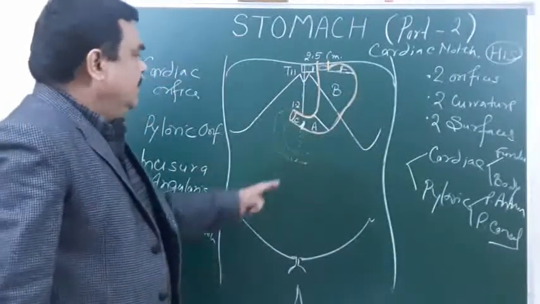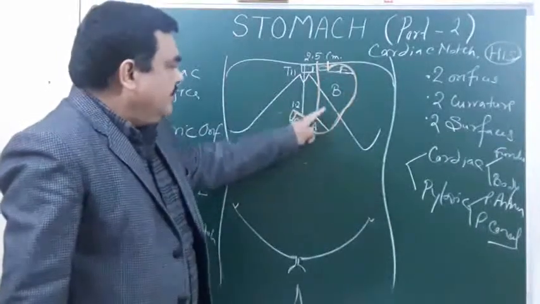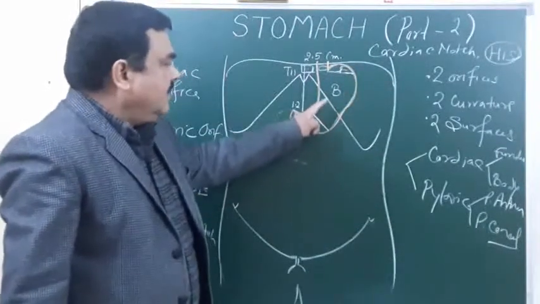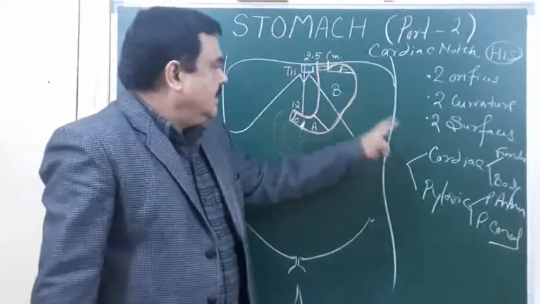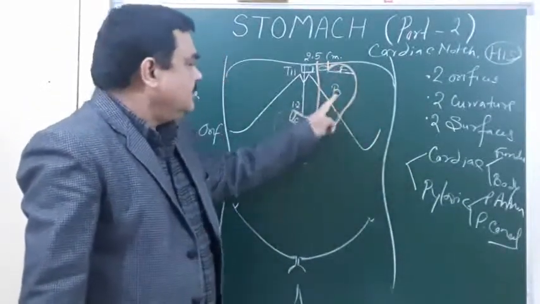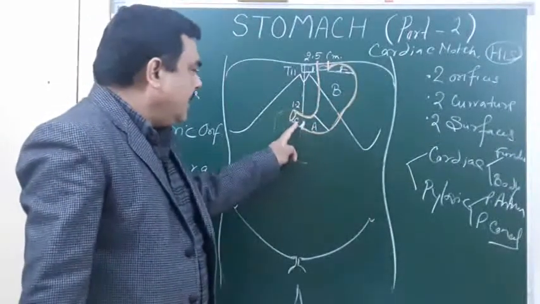So it is divided initially into two parts, then again divided into two parts. So there are four parts: fundus, body, pyloric antrum and pyloric canal.